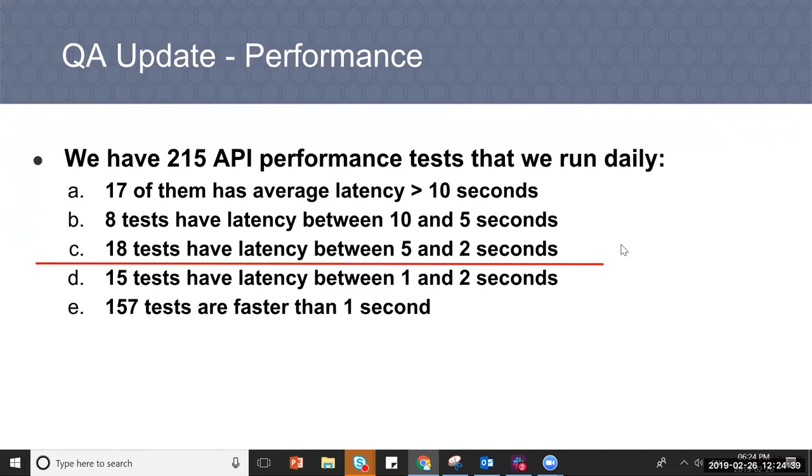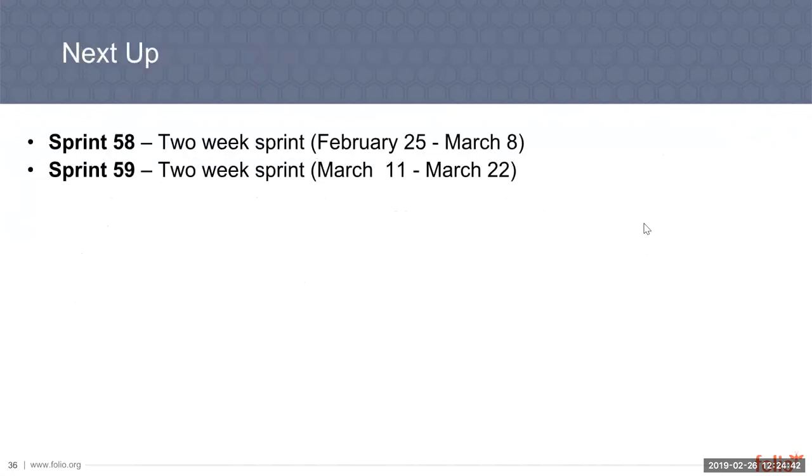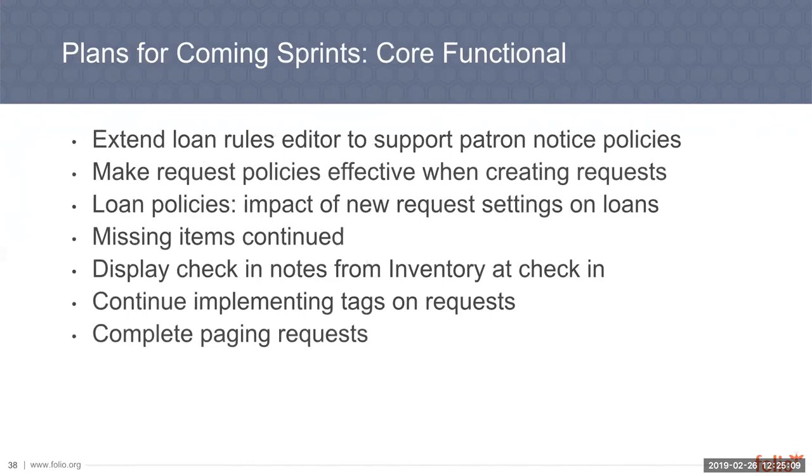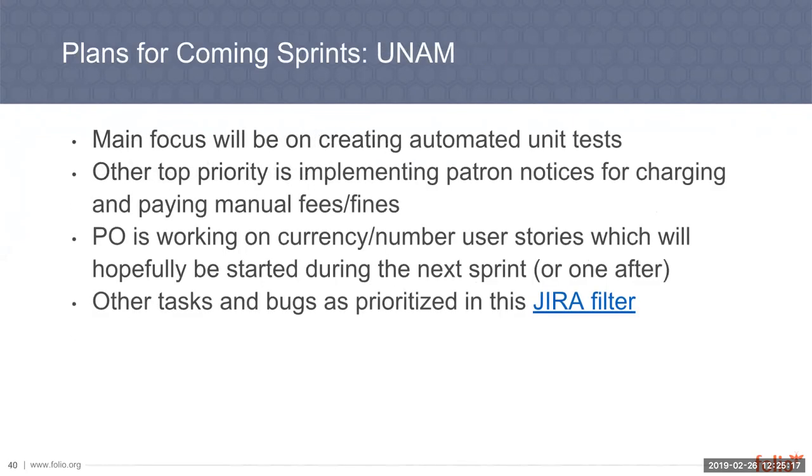Okay, just a few slides left. We will meet again after Sprint 59. Sprint 58, which just started, is a 2-week sprint. Then we have 59, also a 2-week sprint. And per Jakob's release milestone, feature freeze is actually in the middle of Sprint 59. So we've got 3 weeks of development left before feature freeze. And then all of the teams have put in the plans for coming sprints. So if you want to see what everybody's planning to work on in the next couple of sprints, you can come take a look. And that's really all we had.